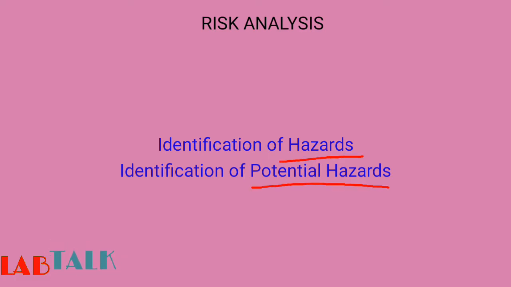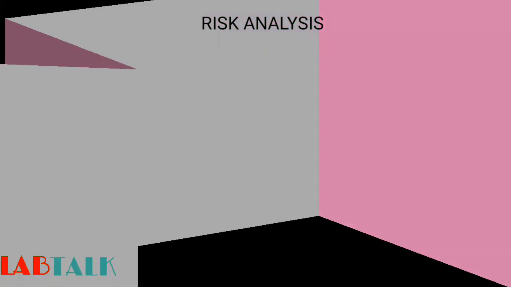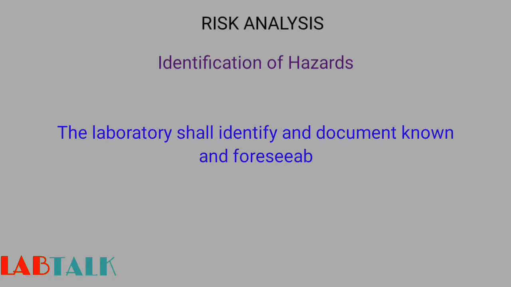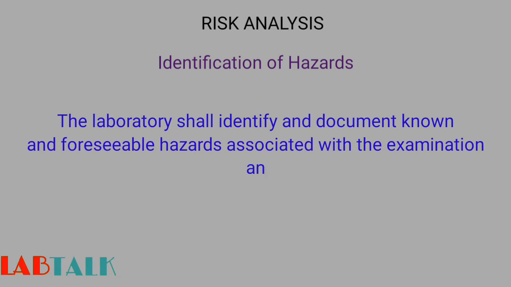First, identification of hazards. The laboratory shall identify and document known and foreseeable hazards associated with the examination and other critical processes and their uses, for example potential failure modes and use errors. Hazards in both normal use, that is correct use, and foreseeable misuse and fault conditions must also be addressed.